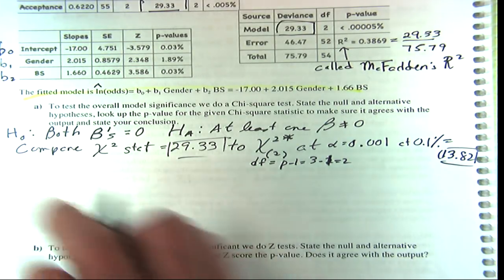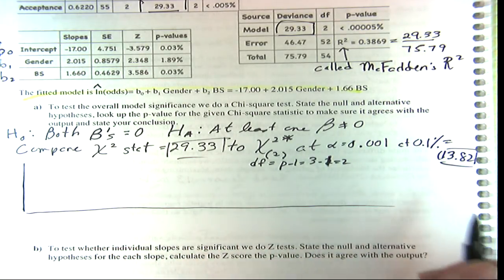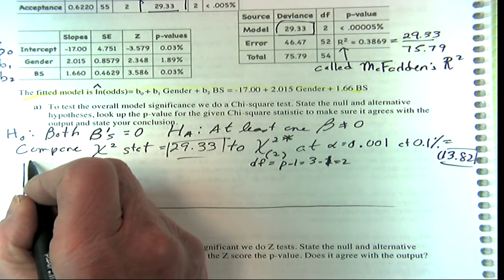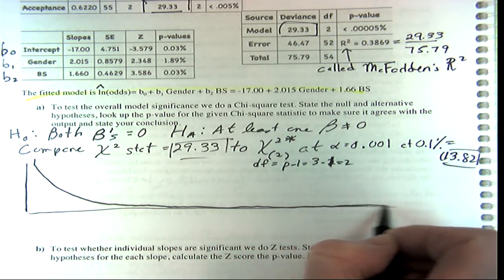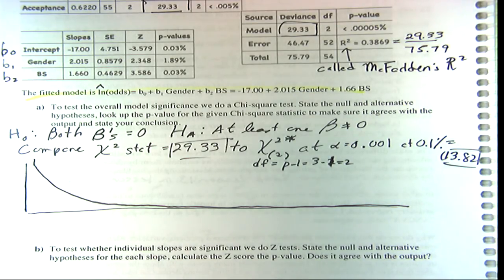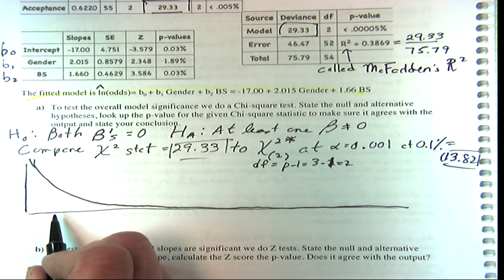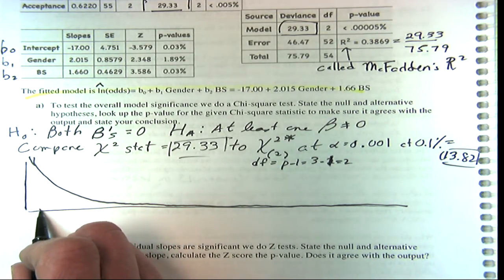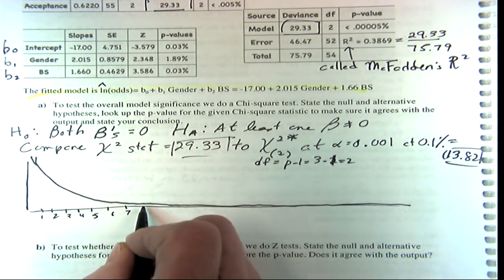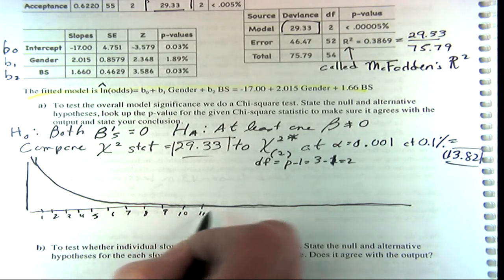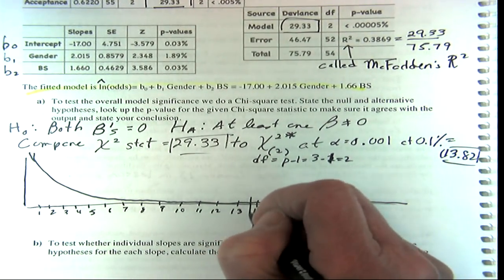Like, if we drew the picture, what would it look like? Remember, chi-square is always positive, right? It's squared. And so at just 2 degrees of freedom, it's going to look something like this, and it never crosses, but it gets tiny, tiny, tiny. And the mean, as you remember, of the chi-square distribution is equal to its degrees of freedom. So the mean would be about 2. So we'd have about 1, 2, 3, 4, 5, 6, 7, 8, 9, 10, 11, 12, 13, 14.